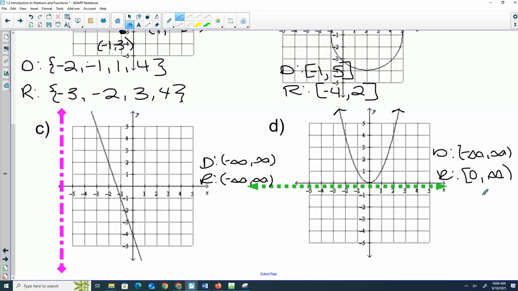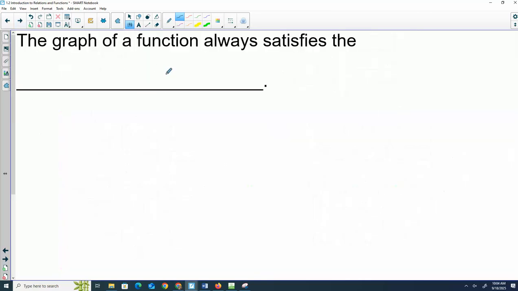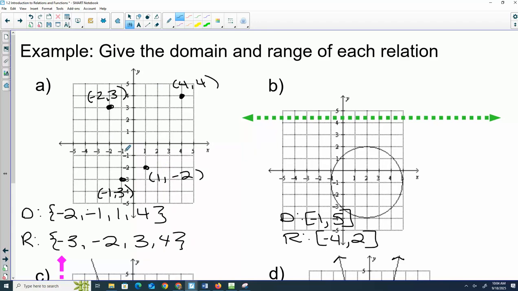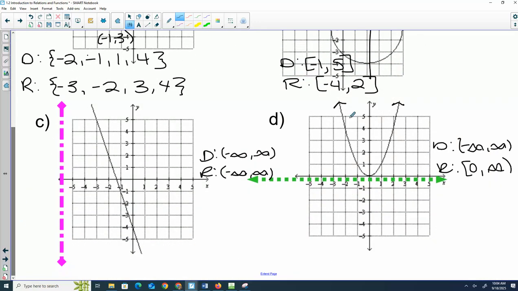All right. How do you look at a graph and know if it's a function? Yes, it passes the vertical line test. So if I looked at those 4 graphs, was the first one a function? Yes. Is B? No, because I can draw lots of vertical lines that hit it multiple times. Is C? It is. Is D? No. Is it? Yes. As I draw vertical lines, they only hit once.